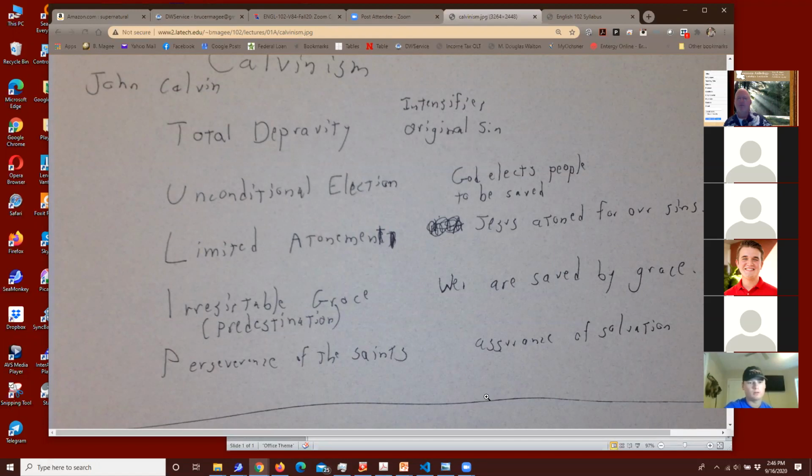Nothing they can do will make me elect them. Nothing they can do is so bad that I will unelect them. So in some respects, our behavior is irrelevant to our salvation. It's something I've never really understood about Calvinism. Maybe I'm getting it wrong.